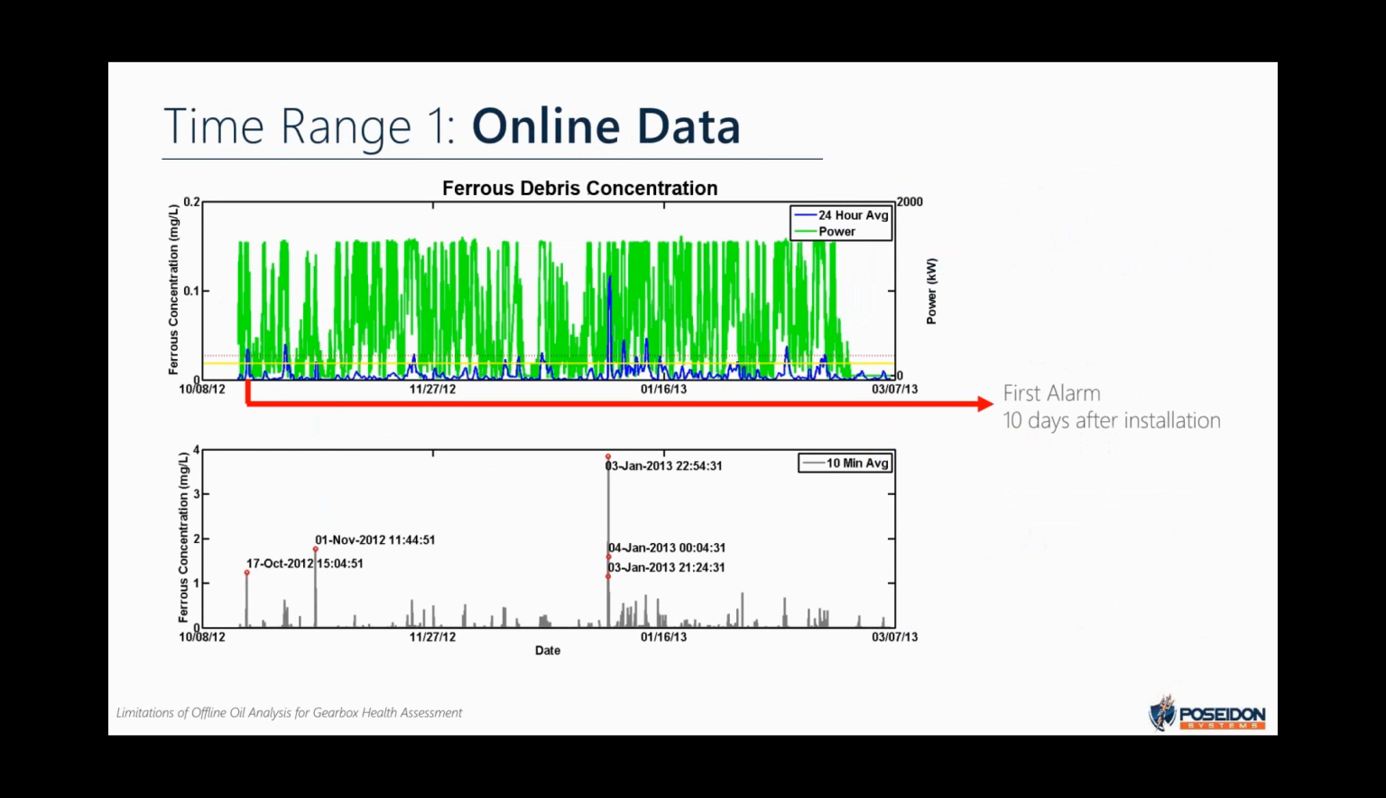So in that same time range, we can see the first signs of a fault within 10 days after installing the sensor. Over the course of this time period, the ferrous concentration spiked over the warning and alarm limits over 10 times, with a large spike occurring right at the beginning of 2013. It's also interesting to note here that on March 6, 2013, when the offline oil sample was taken, the real-time concentration from this online sensor showed that the concentration was low, which would make sense given the offline analysis results.